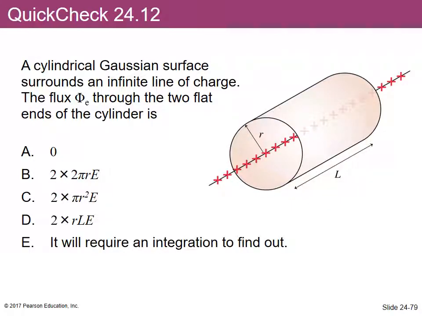A cylindrical Gaussian surface surrounds an infinite line of charge. The flux through the two flat ends of the cylinder is... The answer is A. The electric field is perpendicular to the area vector, yielding 0.